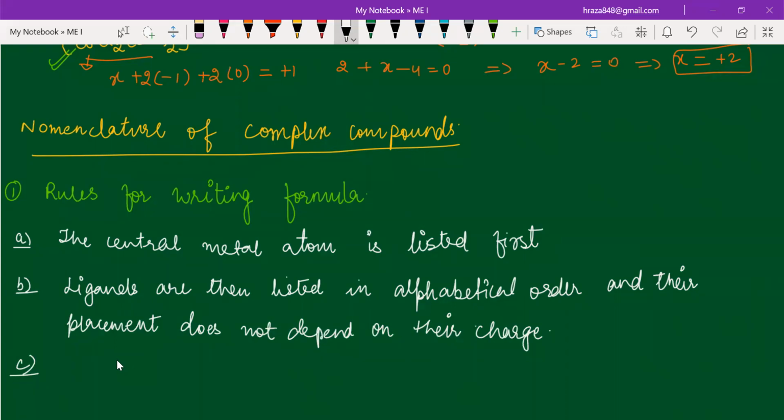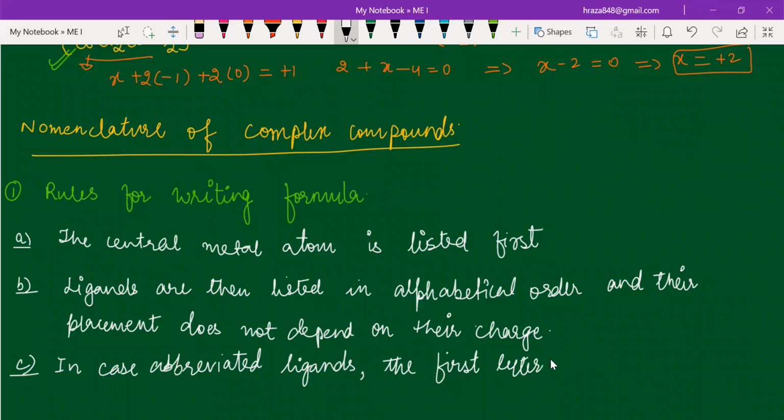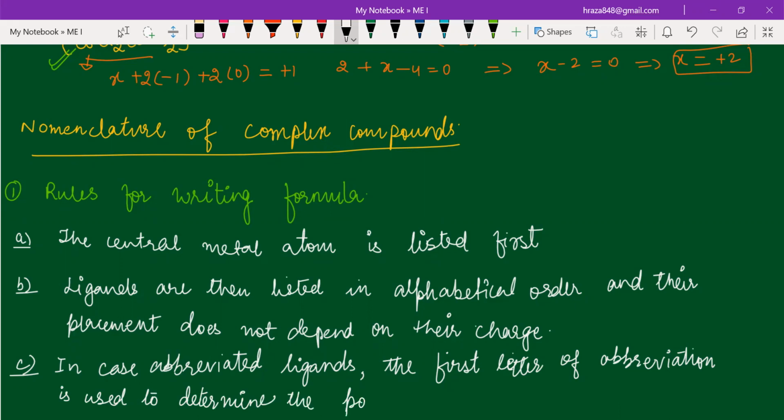C: in case of abbreviated ligands like oxalate (ox) and en, that is ethane-1,2-diamine, the first letter of the abbreviation is used to determine the position of ligands in alphabetical order.